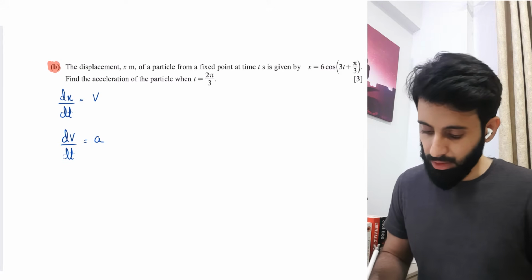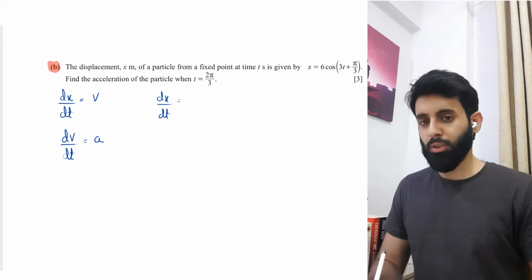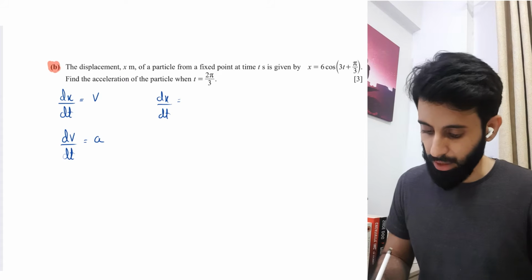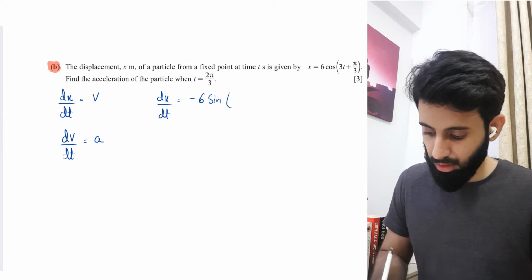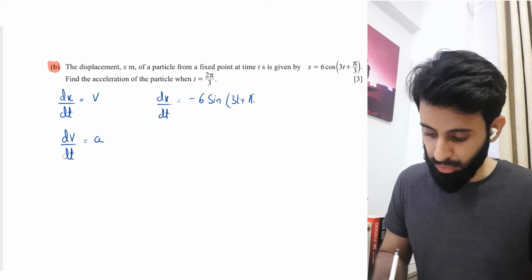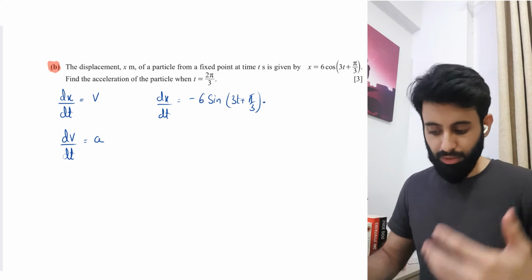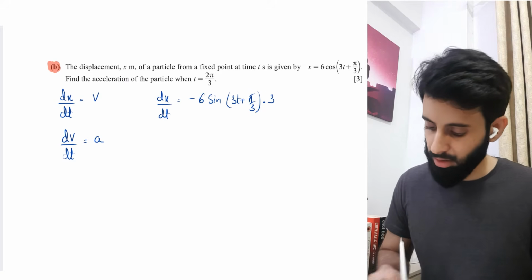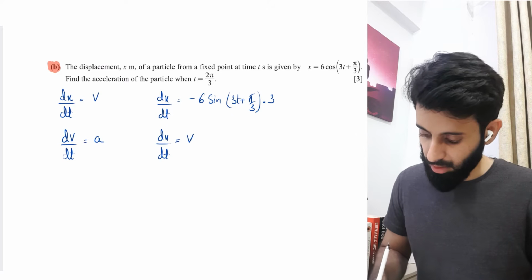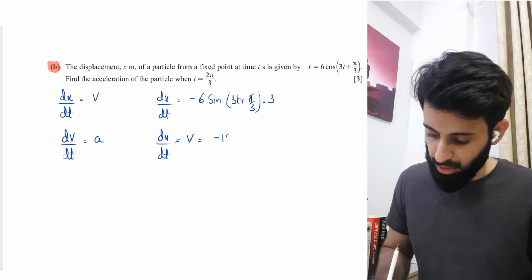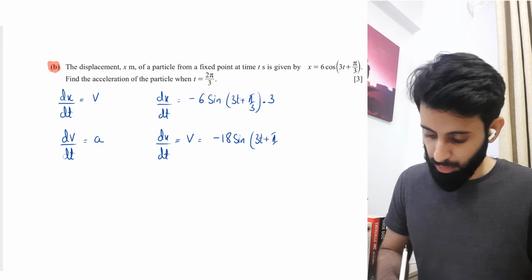Okay, so let's start this. So let's work out dx by dt. The derivative of cos is minus sine. So that means it's going to be minus 6 sine(3t plus pi by 3), but it doesn't end here. Then you multiply it by the derivative of the angle. The derivative of 3t plus pi by 3 is going to be 3. So I'm going to write this nicely before I differentiate it again. So dx upon dt, which is equal to v, is minus 18 sine(3t plus pi by 3).